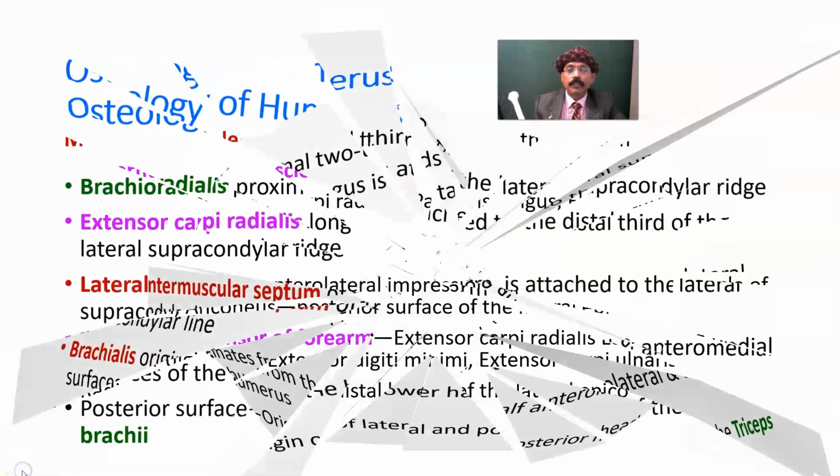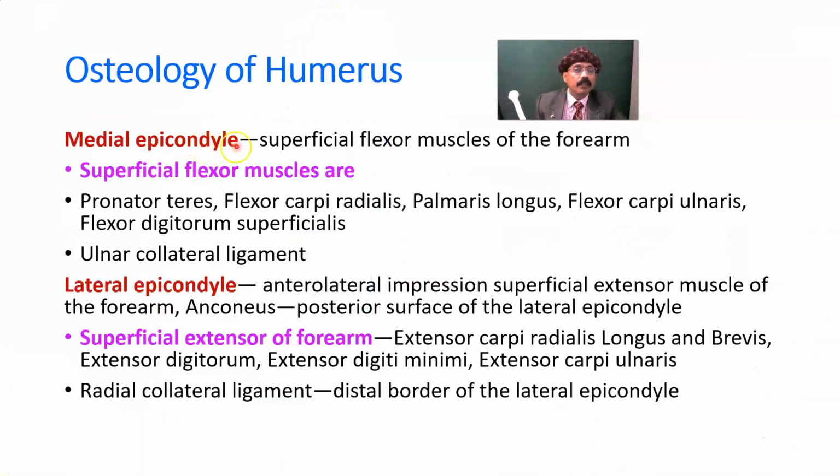Okay, we got that. Now, medial epicondyle, superficial site of origin of superficial flexor muscles of the forearm. What are the superficial flexor muscles taking origin from medial epicondyle? Pronator teres, flexor carpi radialis, palmaris longus, flexor carpi ulnaris, flexor digitorum superficialis. All of them innervated by the median nerve except the flexor carpi ulnaris, innervated by the ulnar nerve.